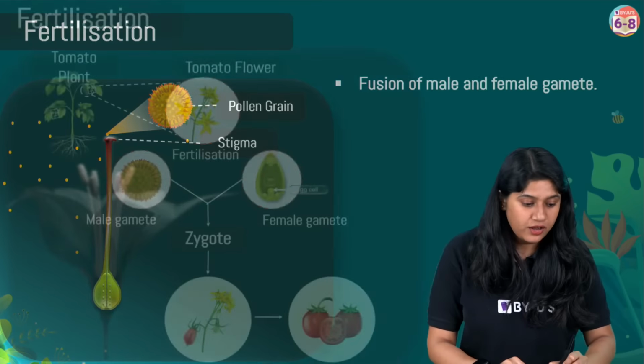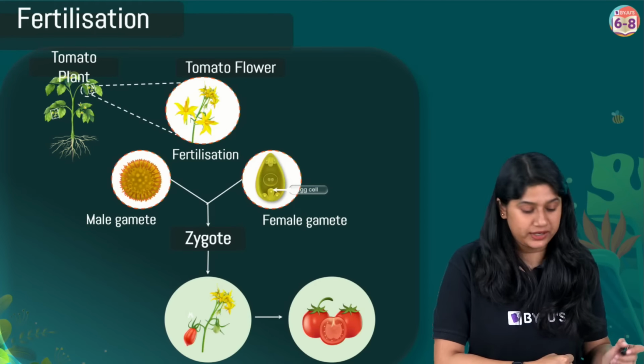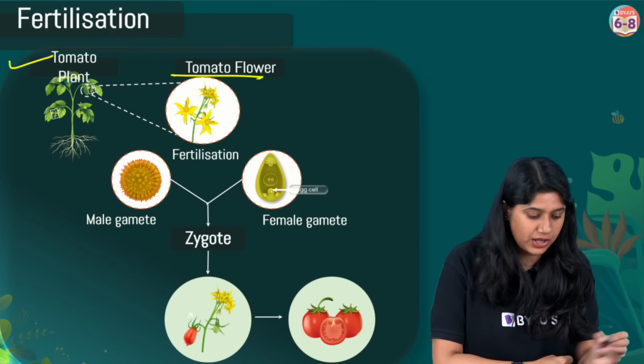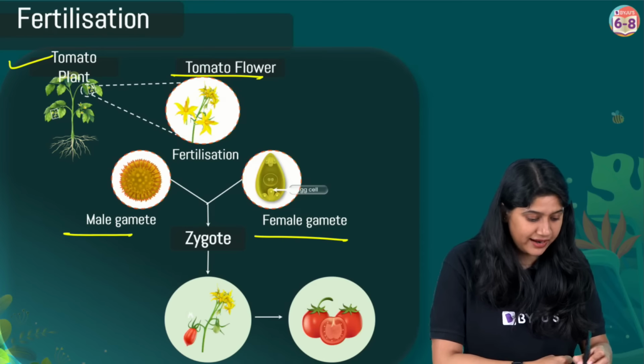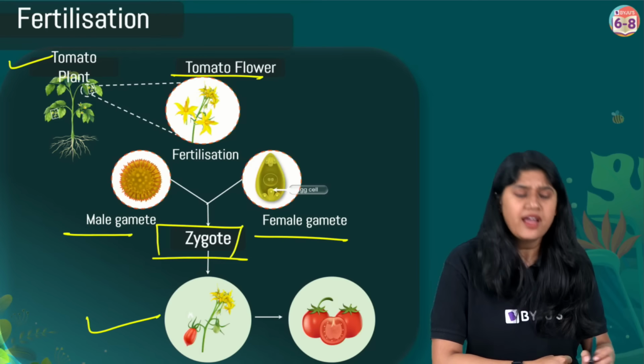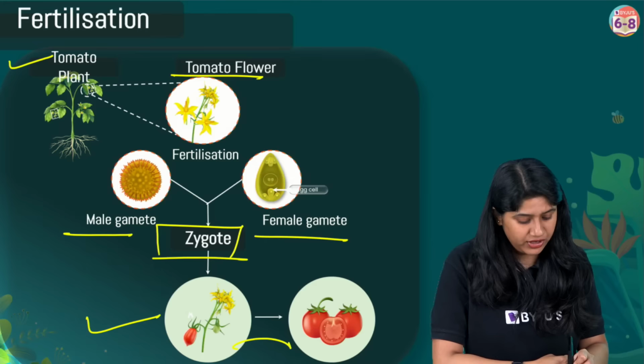Then let's move ahead. What will happen over here? Let's quickly take a look. So we have the tomato plant and we have the tomato flower over here. Male and female gamete, and after that we'll see the formation of the zygote, and eventually this will grow into the fruit that we have over here.